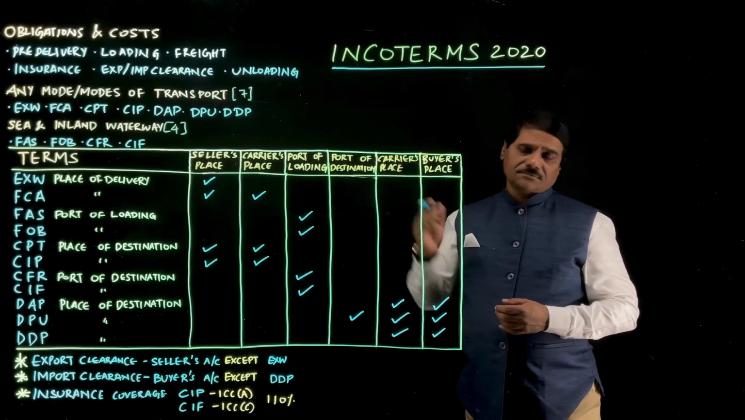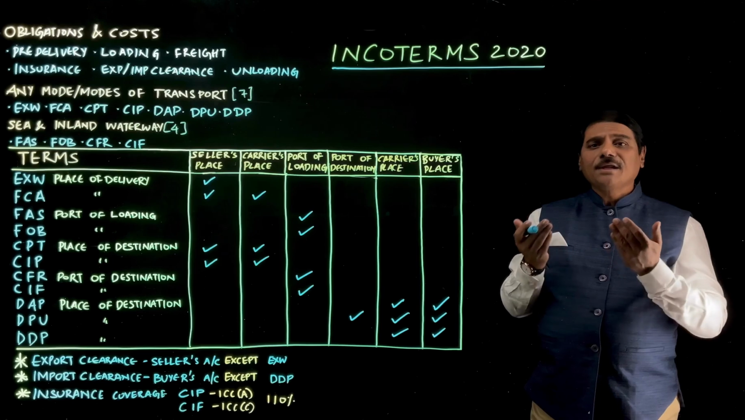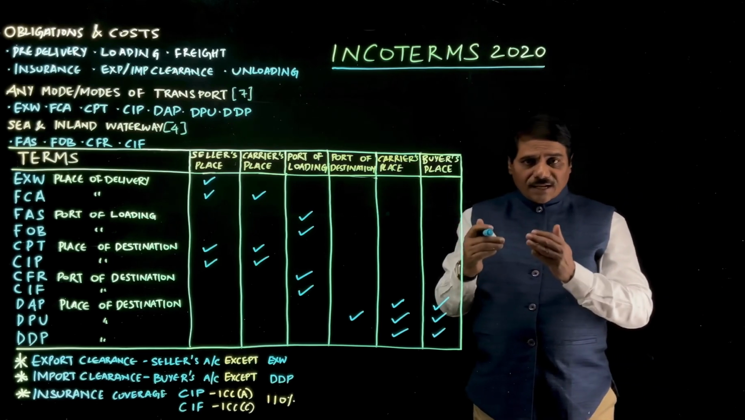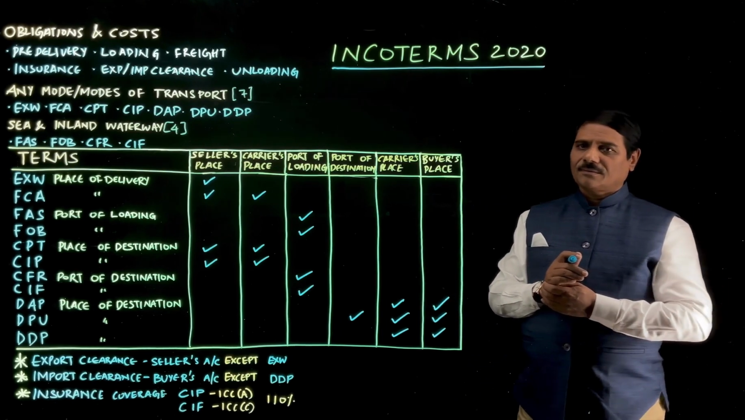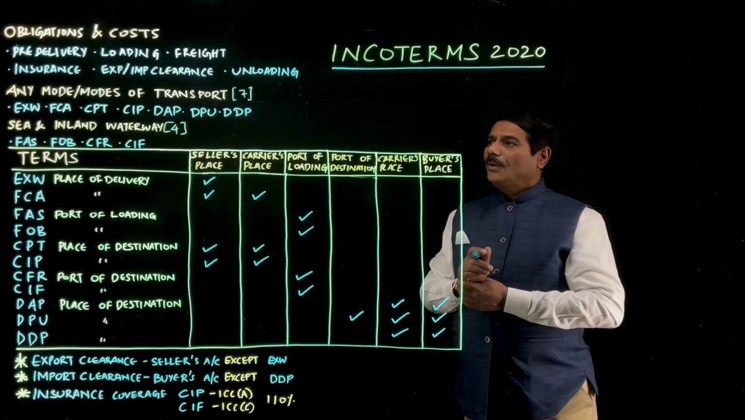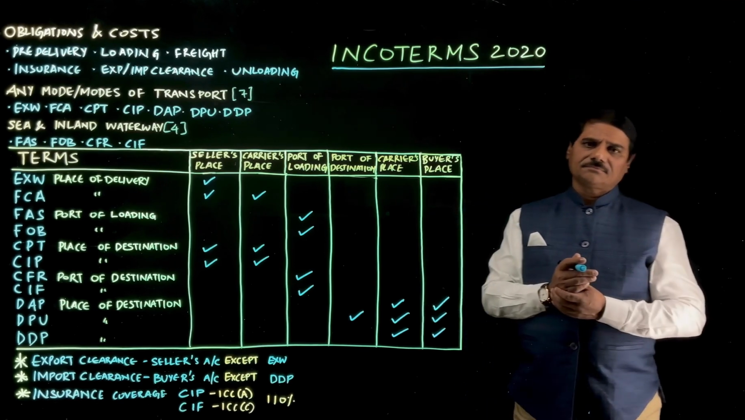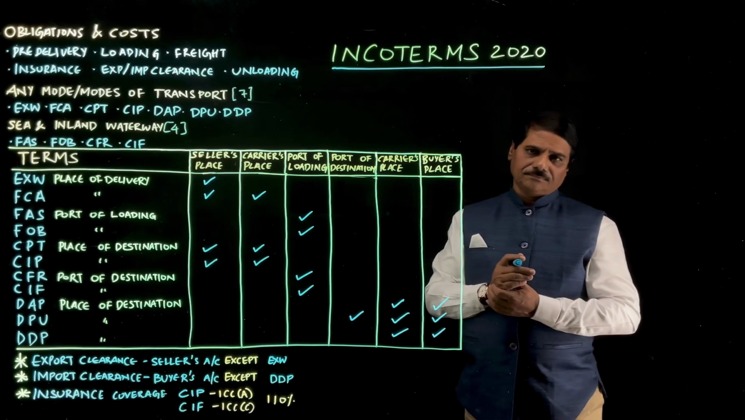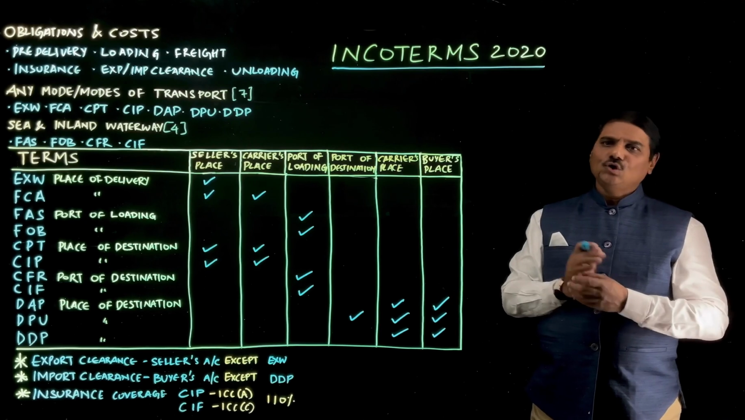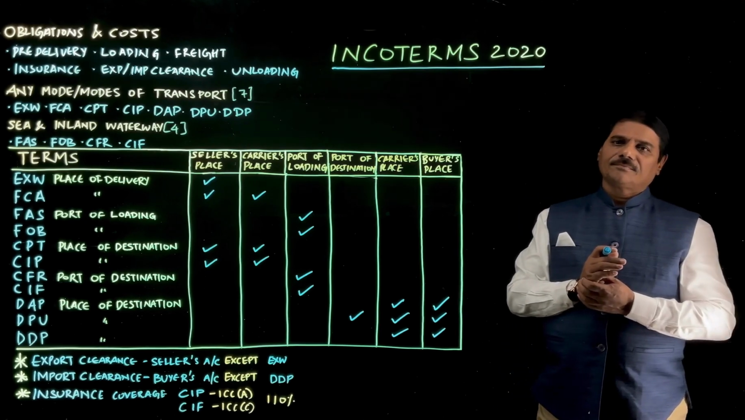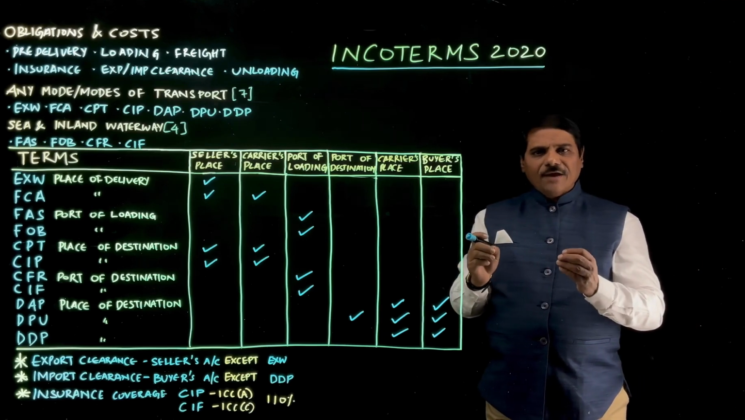So, apart from the cost, the seller and the buyer must also understand what the delivery point is. That means where the seller's risk passes to the buyer. Otherwise, they may end up with some misunderstandings. I'll give you a small example. Suppose you want to buy some furniture, you go to a showroom, and the showroom person is offering a free home delivery.